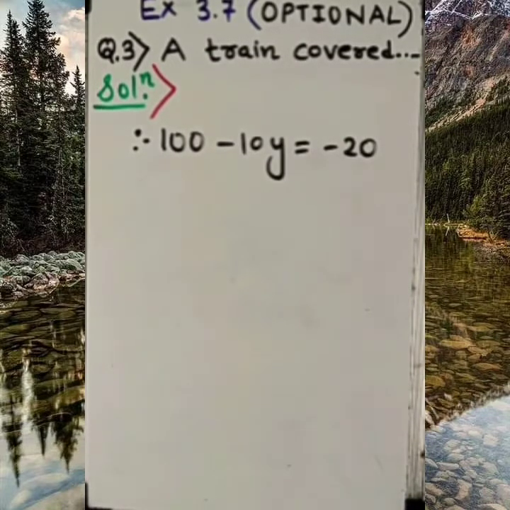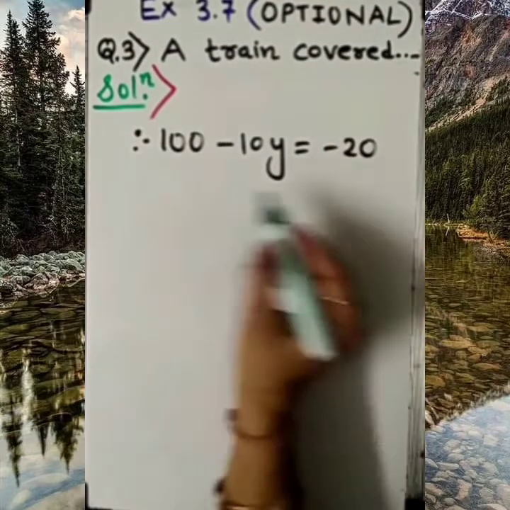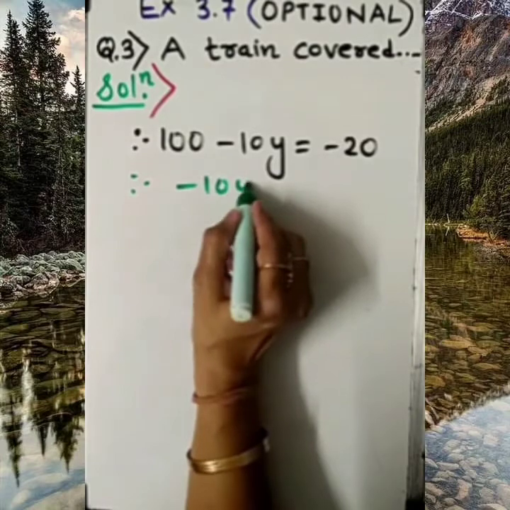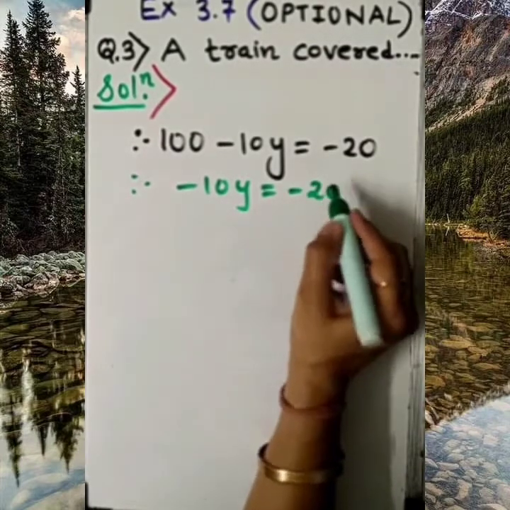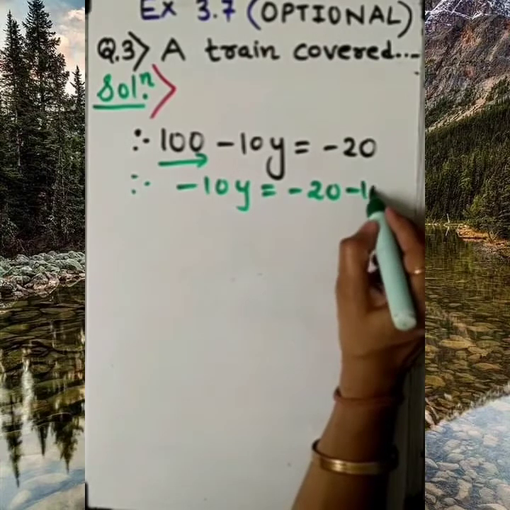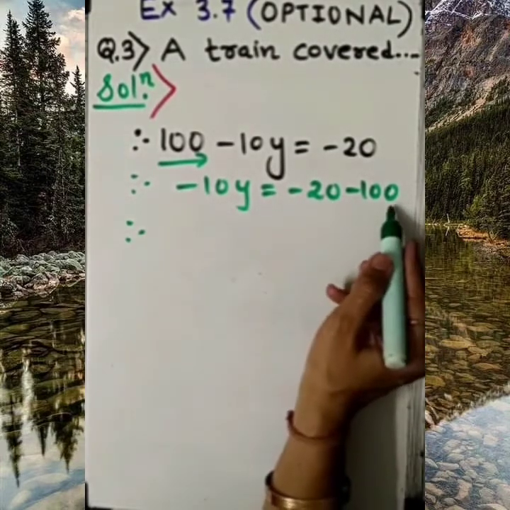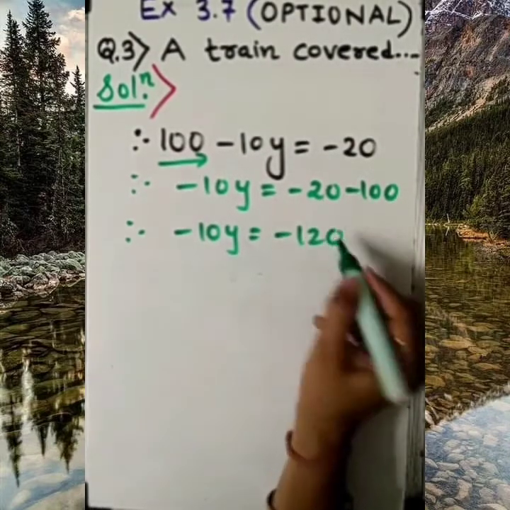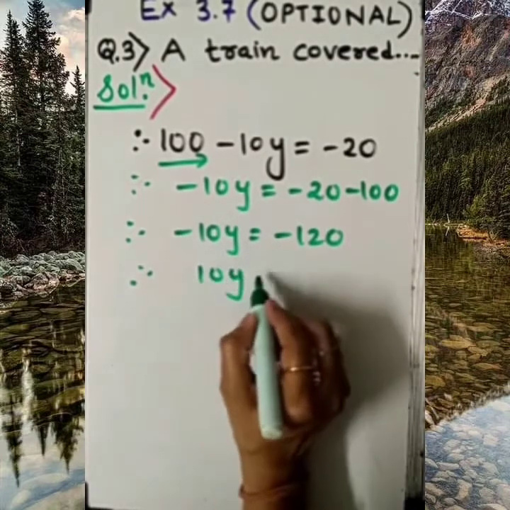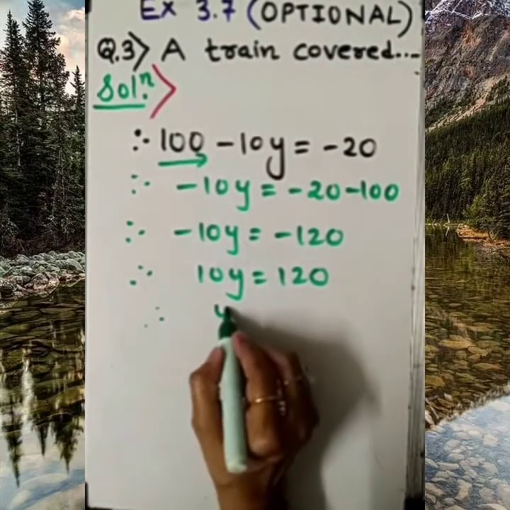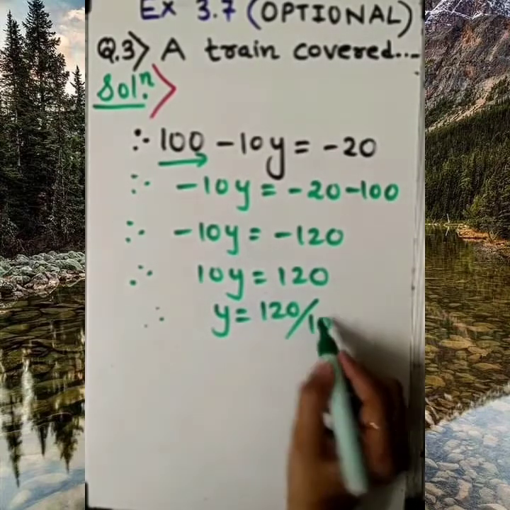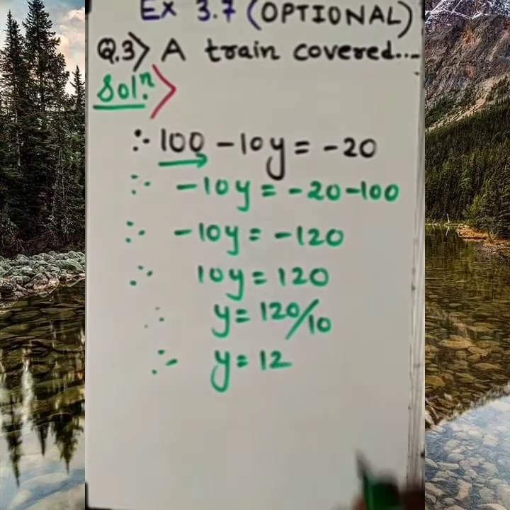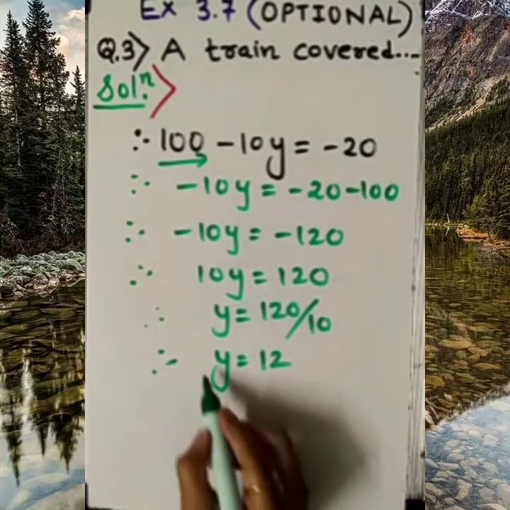So my dear student, after multiplying 2 with 50 we have 100 minus 10y equal to minus 20. Now let me make minus 10y the subject, transposing this plus 100 to the right side, which gives minus 100. So this becomes minus 20 minus 100, which is minus 120. The minus signs cancel on both sides, so y equals 120 divided by 10. The value of y comes to 12.